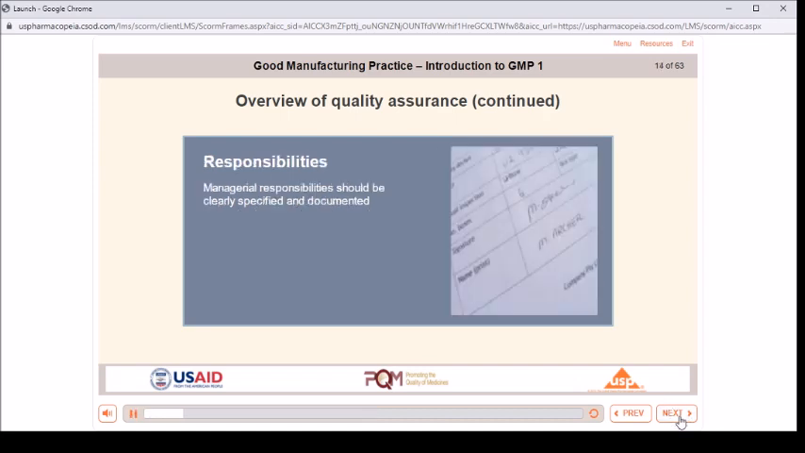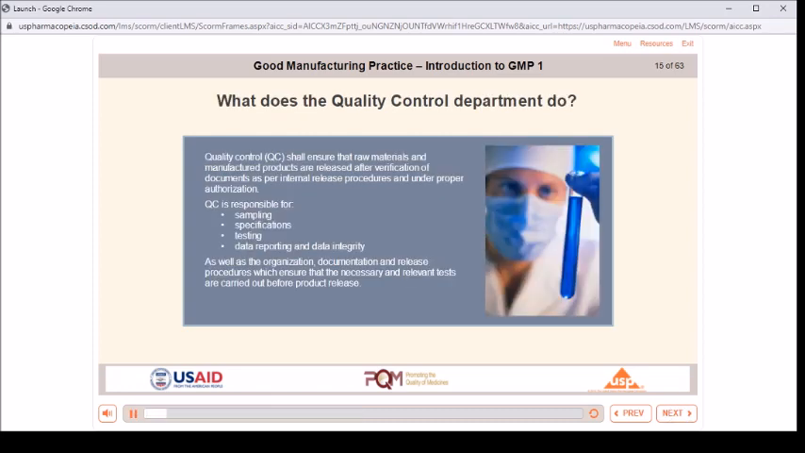Overview of quality assurance, continued. Responsibilities. Managerial responsibilities should be clearly specified and documented. What does the Quality Control Department do?